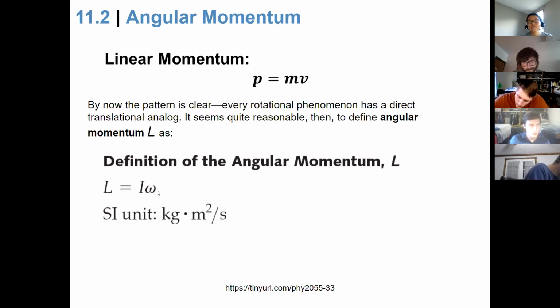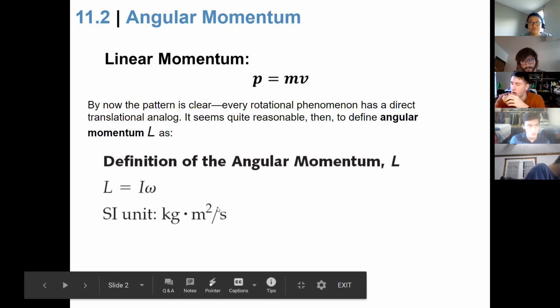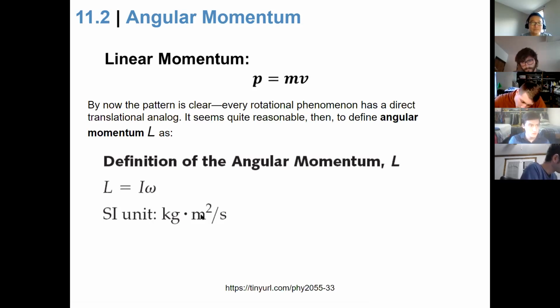The SI unit for angular momentum is kilogram times meters squared over second, because moment of inertia has the SI unit of kilogram times meter squared. It's like m r squared, right? And for angular velocity omega, it's radians per second. So you can say kilogram times meters squared times radians per second, or you can just say kilogram times meters squared over second, because radian is dimensionless.